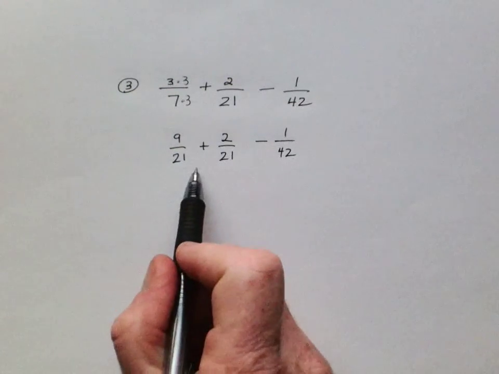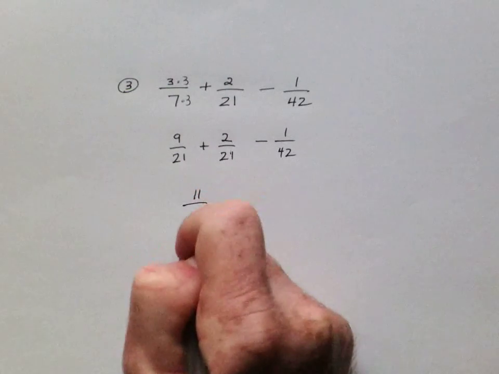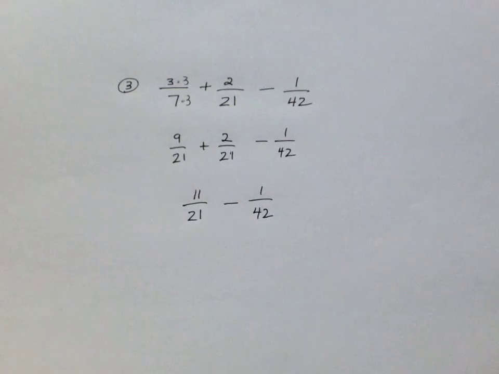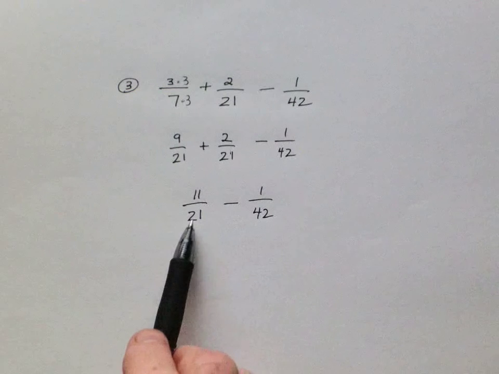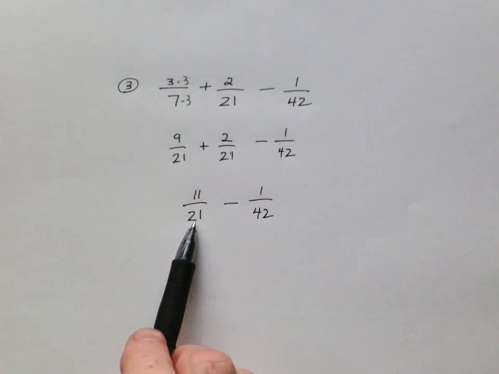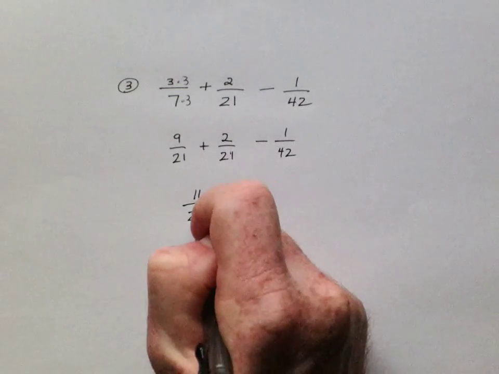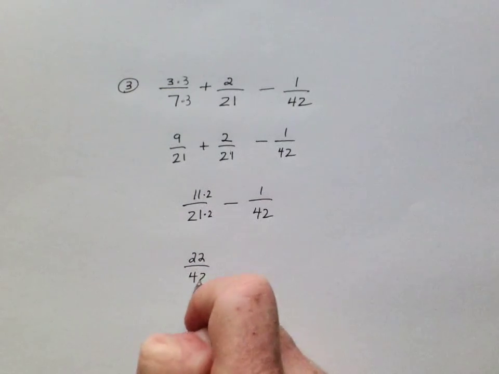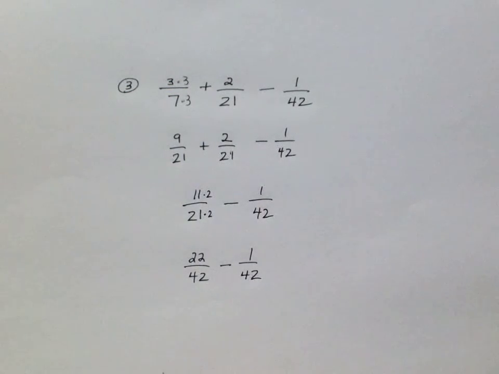So now these two can be combined. It's going to be 11/21. And then finally, I'm ready to deal with this 1/42. So again, I have to have a common denominator, but then I notice that if I multiply this by 2, it is going to turn into a 42. So multiply the bottom and the top by 2, so it becomes 22/42. And then I can finally subtract.